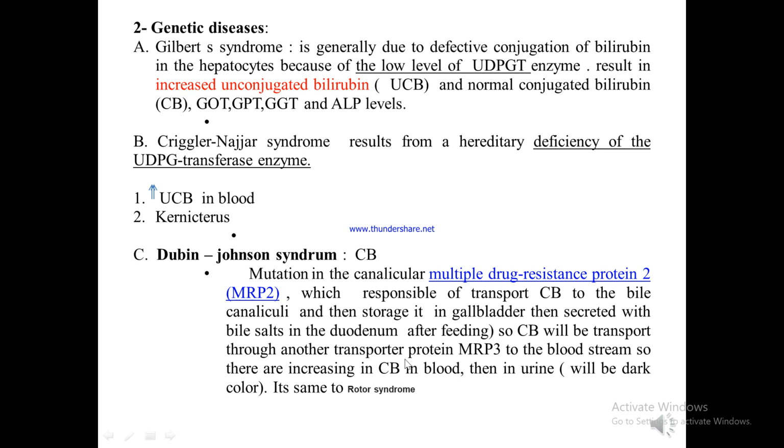Normally, we can't find conjugated bilirubin in an amount greater than 0.3 milligram per deciliter. But in Dubin-Johnson syndrome, we can find it greater than 0.3 milligram per deciliter. Also, this conjugated bilirubin is converted to urobilinogen, and the level of urobilinogen and bilirubin will be increased in urine, and the urine will have a dark color. This condition can also be seen in Rotor syndrome.